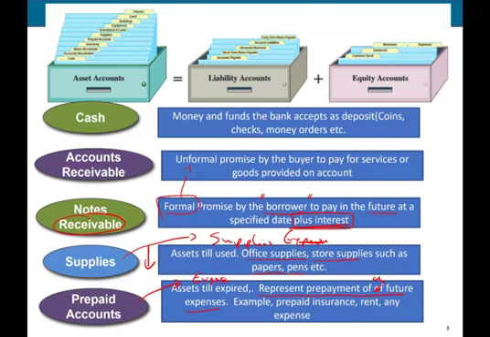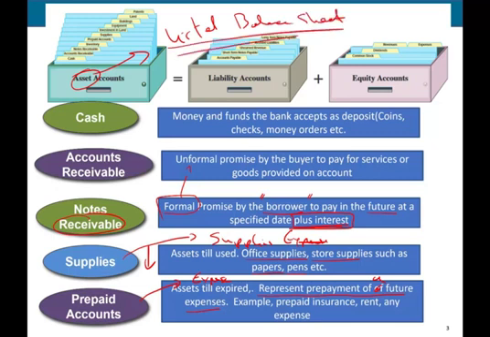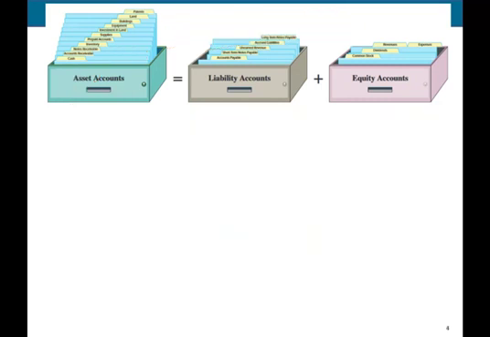Now, the other thing I'm going to tell you about assets, and we talked about this in the prior session, is that they are listed on the balance sheet. They are balance sheet accounts. Now we're going to look at the second category of accounts, which is liabilities.